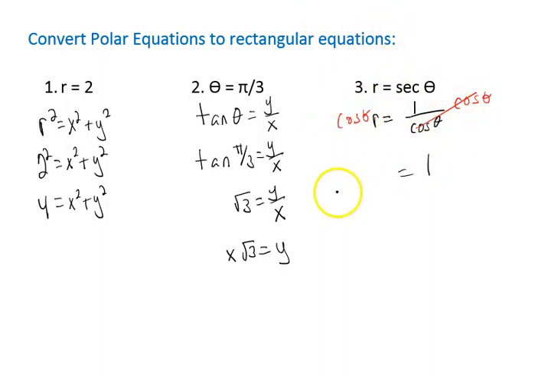And I move the r to the front because it doesn't matter what order I multiply things in, I have r cosine theta equals 1. Well, r cosine theta is the same thing as x. So this equation is x equals 1. It's a vertical line going through 1.